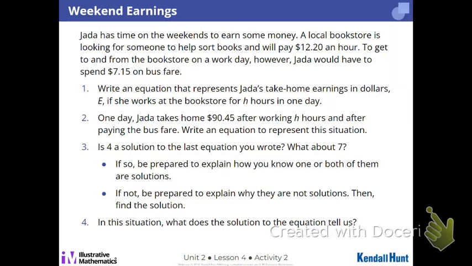Your job is to write an equation that represents her total earnings first. That's your first thing to do. And then you're going to see how many hours she needs to work if she gets a total of $90.45. But you'll also need to write an equation for that first, okay? You're going to test out some stuff on 3. And then on 4, you're going to use words to explain what the answer means in context. That's the whole point of getting an answer: what does this mean in the situation? So let's get after Jada in the books.